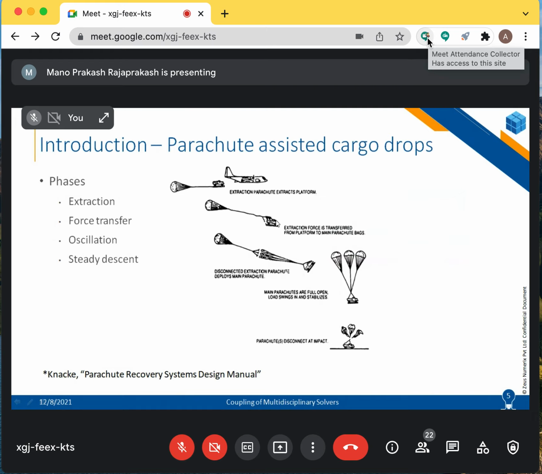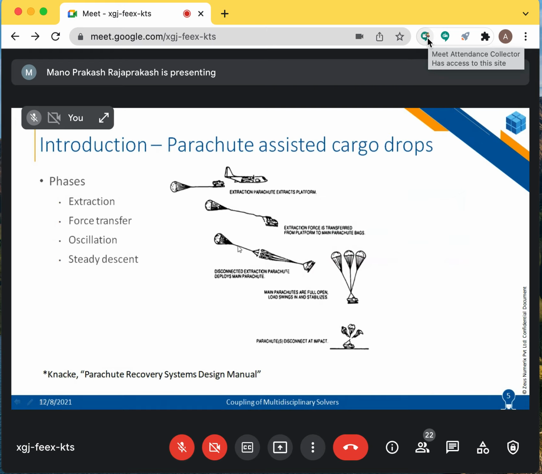This phenomenon is called force transfer, meaning force is transferred from this point on the pallet to this parachute which is going to get deployed in some time. So this is the second phase, which is force transfer. Once this happens, as you can see in the next phase, the main parachute is slowly getting deployed. And once the main parachute is ready for inflation, at that particular time, the extraction parachute gets disconnected.